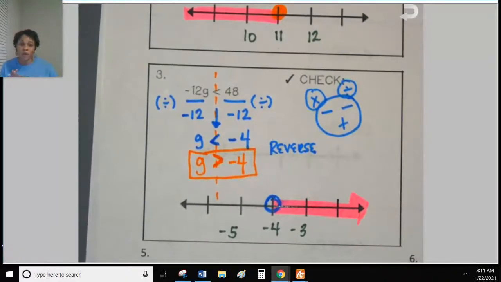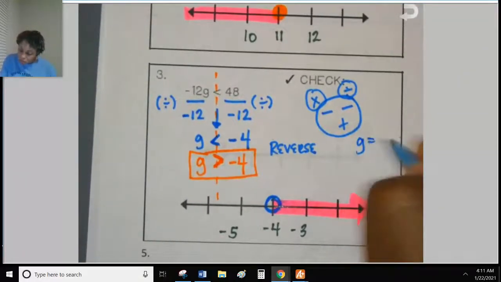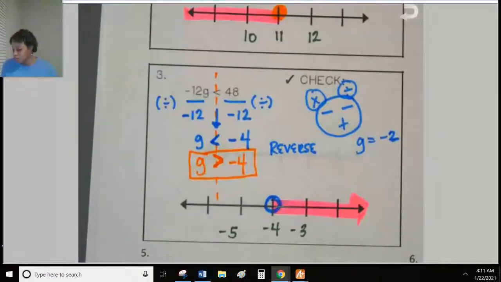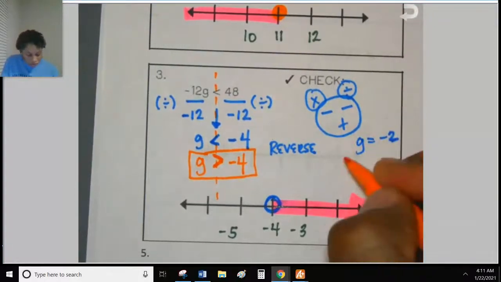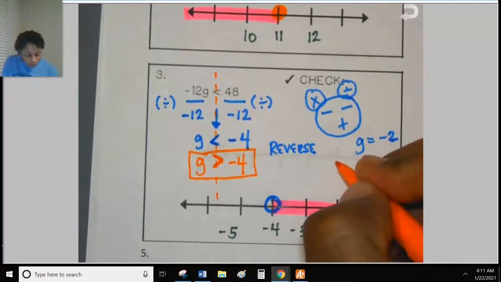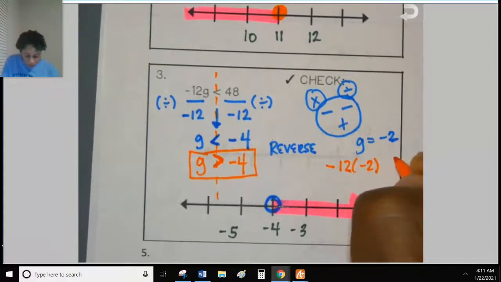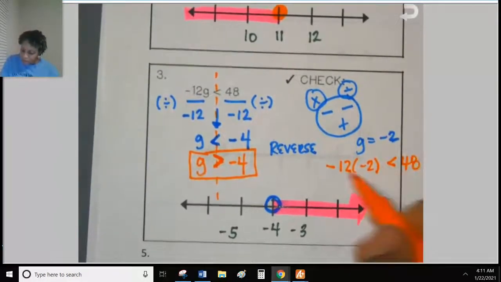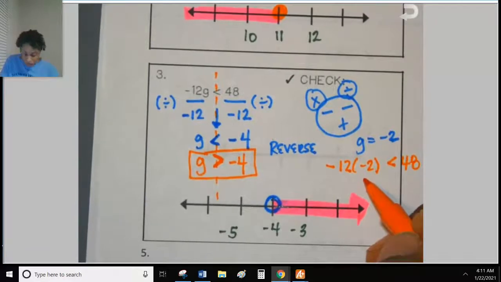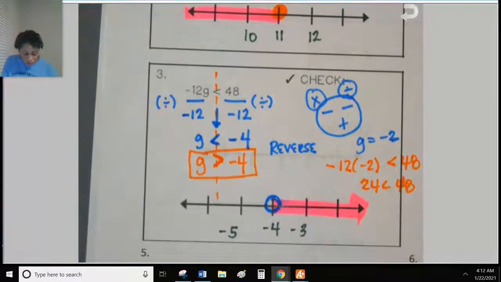So I'm going to do a check just to see if this is true. What if we said the value of g was negative 2? Will this still be true? We're going to use the original problem to check it. Negative 12 times negative 2 has to be less than 48. Negative and negative is a positive. 24 is less than 48. Is 24 less than 48?